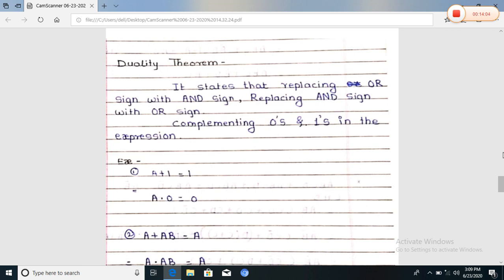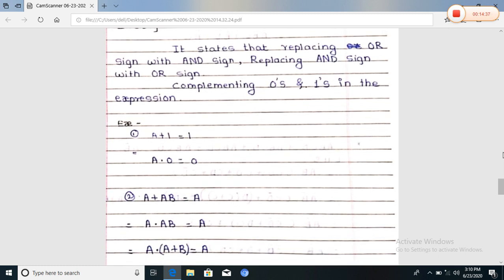The duality theorem states that replacing the OR sign with the AND sign, replacing the AND sign with the OR sign, and complementing zeros and ones. In the expression A plus 1, the OR sign is replaced by the AND sign, so A into, and 1 is complemented, that 1 is represented as 0, the complement of 1 is 0. In that expression we see the duality theorem.